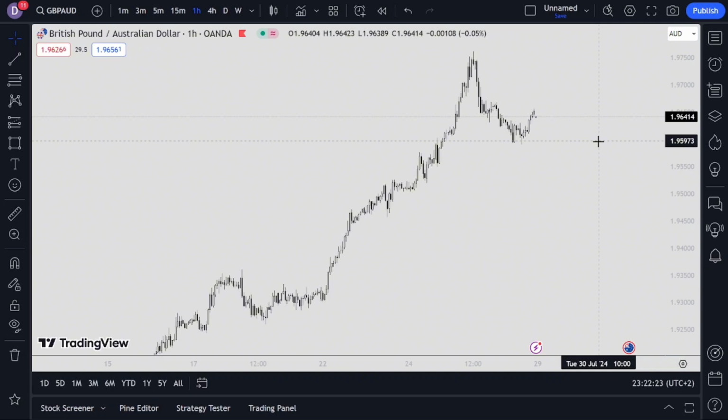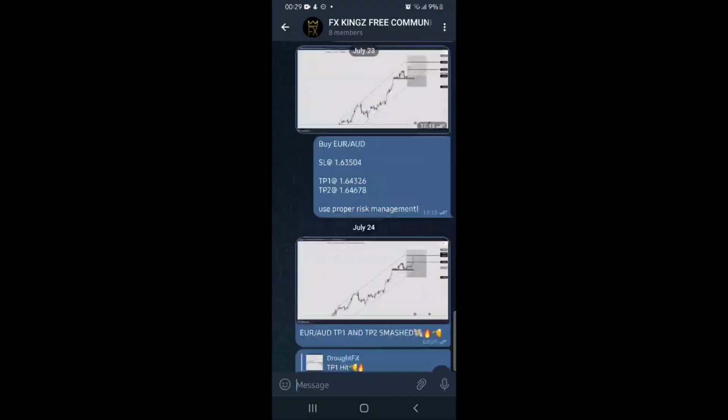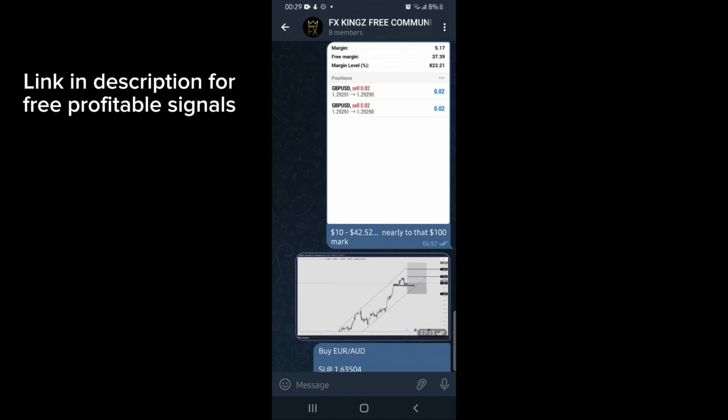I have actually made some money off GBPUSD already in the past. I think it was last week. Took a buy, and it was a signal as well.